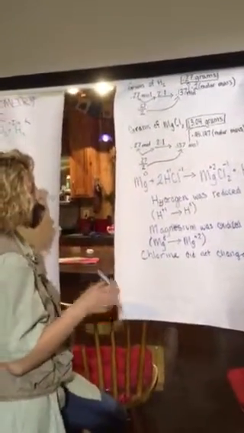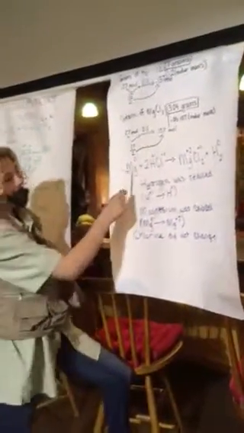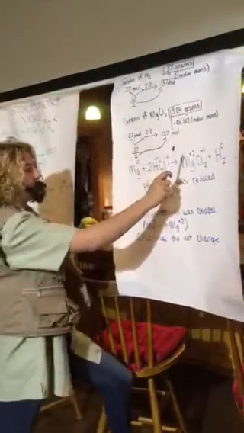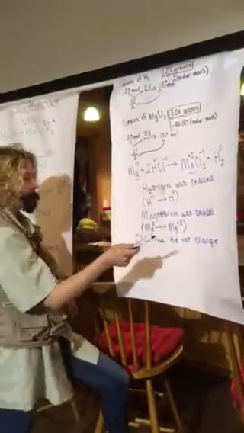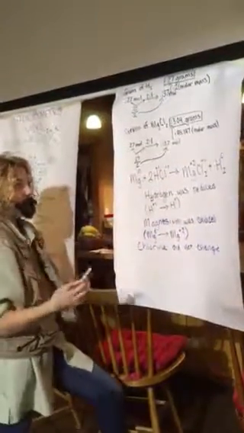Then you need to find which one was reduced, which one was oxidized, and which one didn't change. You do this by looking at the charges on both sides of the equation. You see that magnesium went from 0 to +2. That means magnesium was oxidized. You can see that hydrogen was reduced because it went from +1 to 0. And chlorine did not change because it's a -1 on each side.